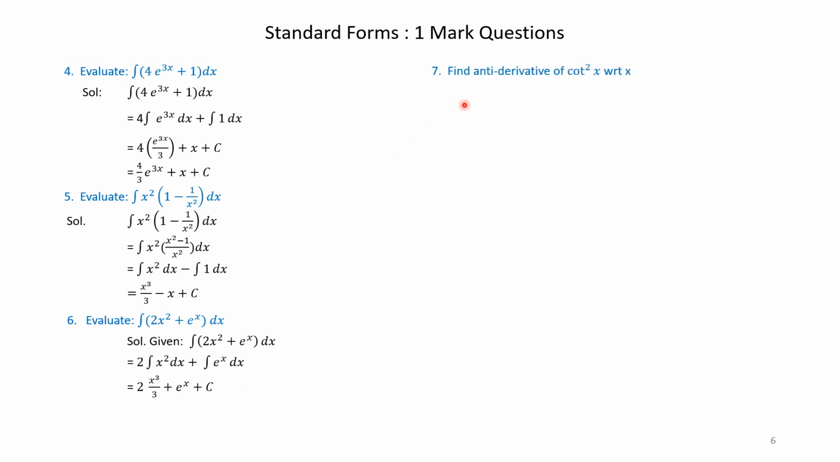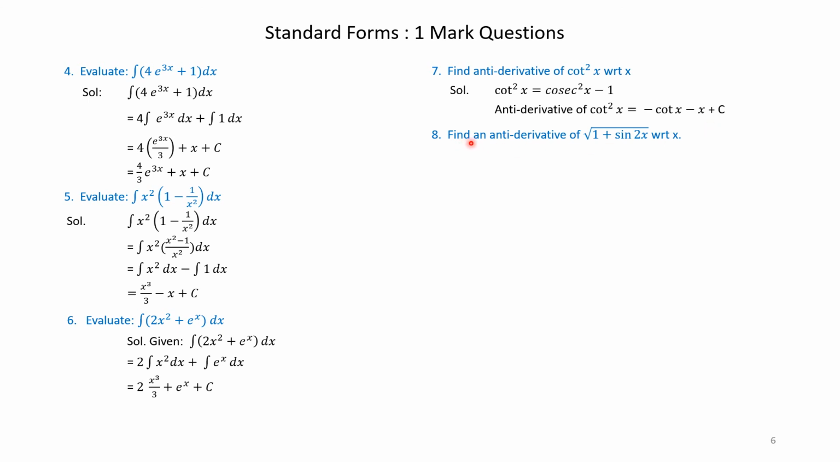Question number 7. Find the antiderivative of cot square x with respect to x. Therefore, solution: we know cot square x is cosecant square x minus 1. That is remembering the trigonometric relationship. Therefore, the antiderivative of cot square x is equal to minus cot x minus x plus c. That is, dy/dx of cosecant square is minus cot x, and minus x, that is dy/dx of 1 is x, plus c.